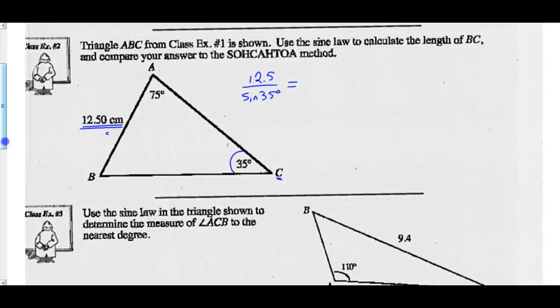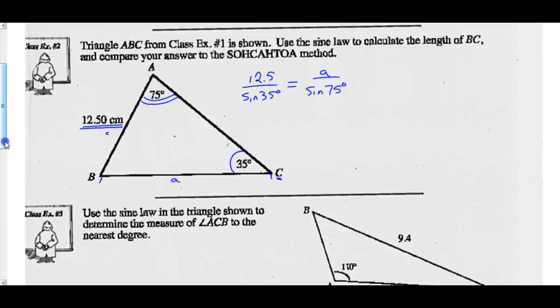Now I'm looking for side BC. I know the angle opposite side BC is 75 degrees. So let's write that in. I'm looking for side BC, or in this case, lowercase a, over the sine of angle A, and angle A is 75 degrees. So I've written an equation with 2 ratios. I know one complete ratio from the work in the triangle. I can use that work to figure out the only unknown value we have, which is a.